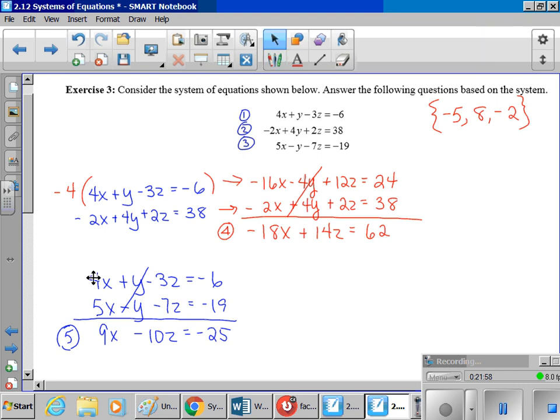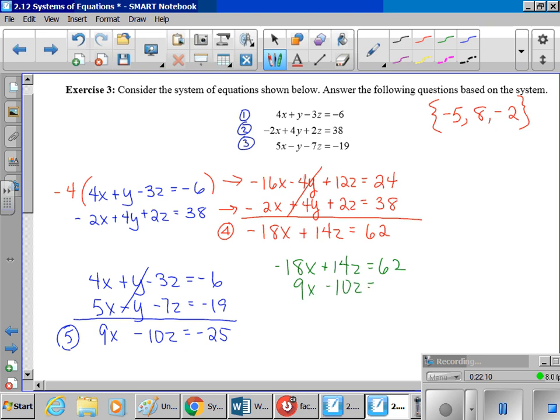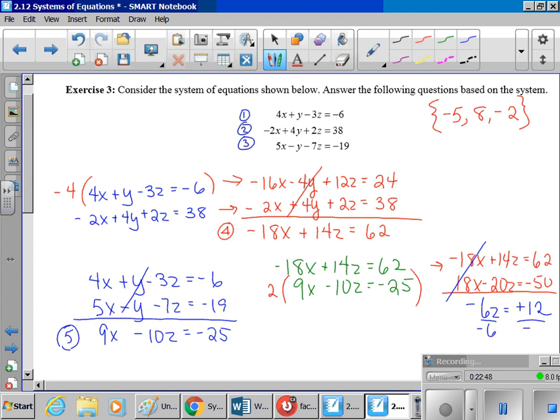All right, so let's take these two now, 4 and 5. So we have negative 18x plus 14z is equal to 62. We have 9x minus 10z is equal to negative 25. I think it's easiest to get rid of the x's and multiply this through by 2. This stays the same. This changes to positive 18x minus 20z is equal to negative 50. These cancel. I get negative 6z is equal to positive 12. Divide both sides by negative 6. And z is equal to negative 2.